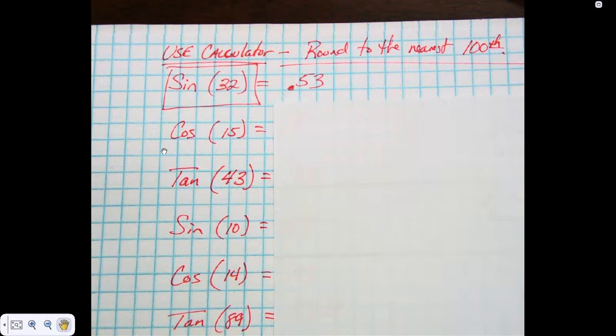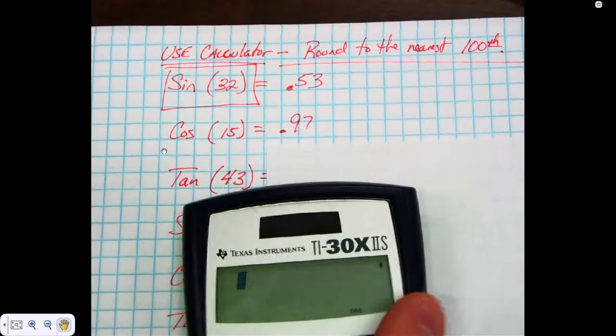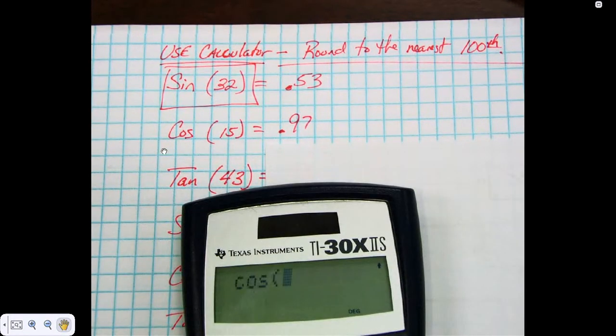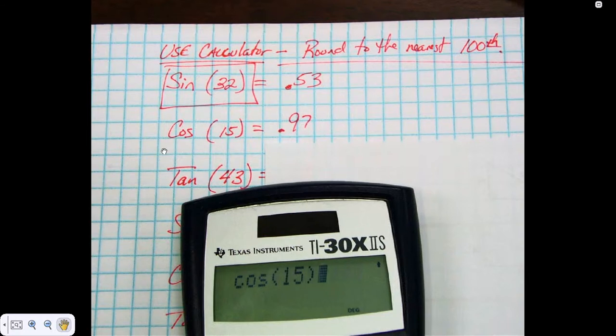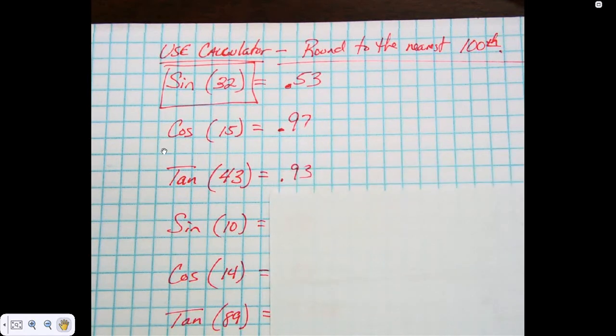What'd you guys get for cosine of 15? 22. Should have gotten that. Oh, I put sine, that's why. 0.97? Should have gotten 0.97. Cosine of 15, close parentheses. Oh, yeah. Okay. What'd you get for tangent of 43? 0.93.